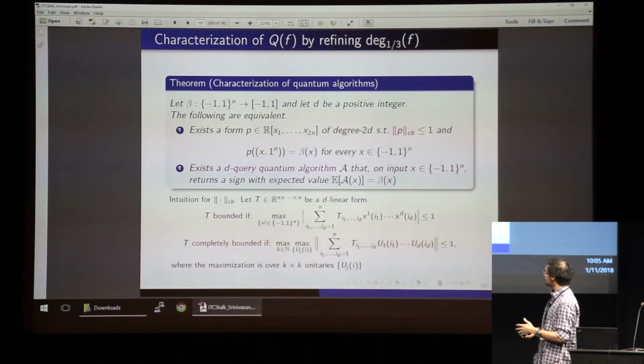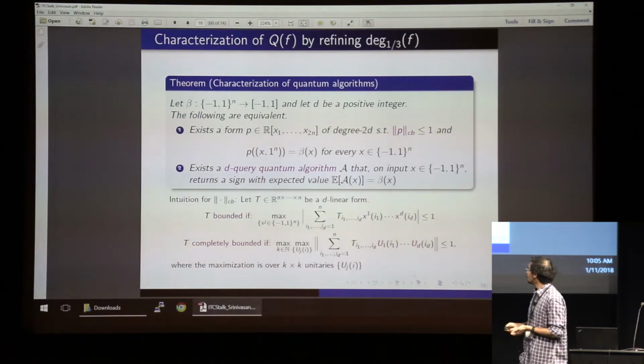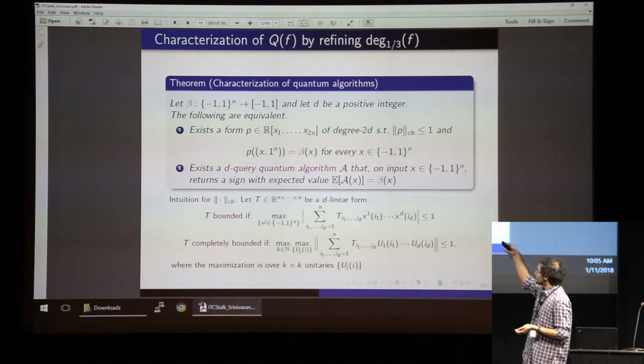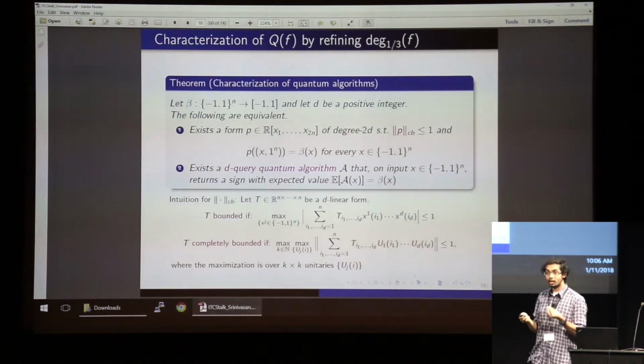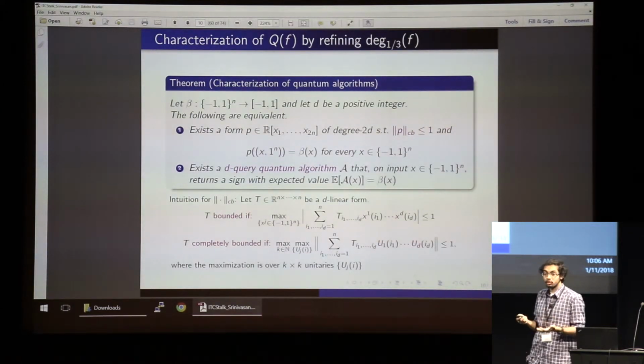So T is completely bounded if I replace x1 by a unitary sequence and xd by a unitary sequence, and I maximize over all possible dimensions of these unitaries. And instead of the absolute value, I just look at the operator norm. So that's a natural generalization of being bounded. And this notion of completely bounded sort of characterizes what quantum algorithms look like. I mean, if a polynomial is completely bounded in this way, then there exists also a quantum algorithm.